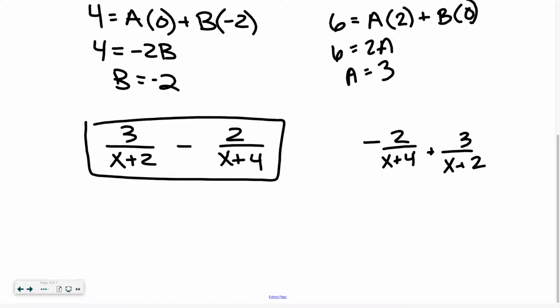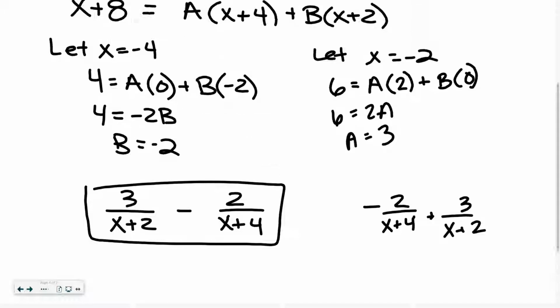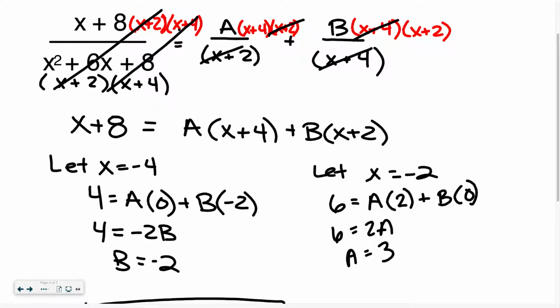Now, on a side note, because this is going to show up in some of our later examples, I told you a hint, right? I said let x equal the zeros. If up here I had chosen something different, like let's say I let x equal 0, then I would get 8 equals 4a plus 2b. So that's an equation in 2 variables. In order to be able to solve it, I would need a second equation in 2 variables.